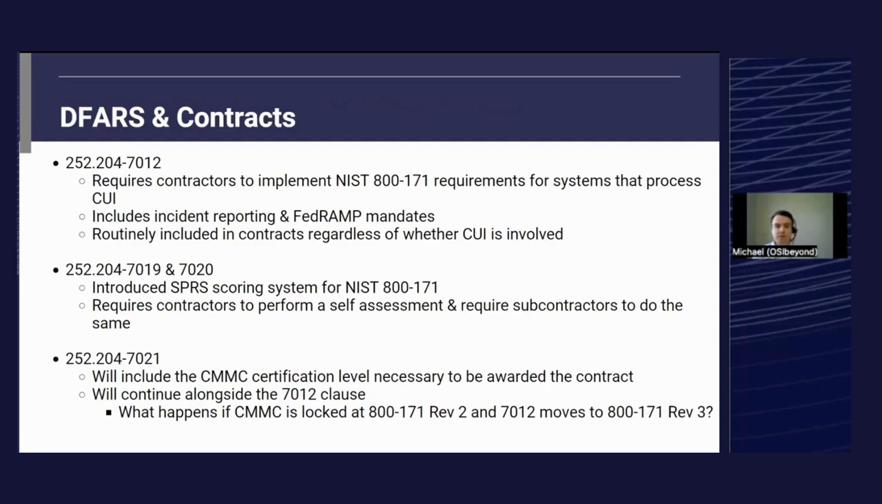A few notes here just to talk about the relevant DFARS clauses. The first one there, 252.204-7012, I've seen that for a long time, requires contractors to implement NIST 800-171 to protect CUI. And we also have some other requirements in there around incident reporting, the mandate for FedRAMP clouds. That clause is very, very widely included in contracts. I think it's almost universal without really any consideration as to if the contractor actually holds CUI. It's also routinely flowed down to subcontractors as well with the same kind of lack of consideration there.